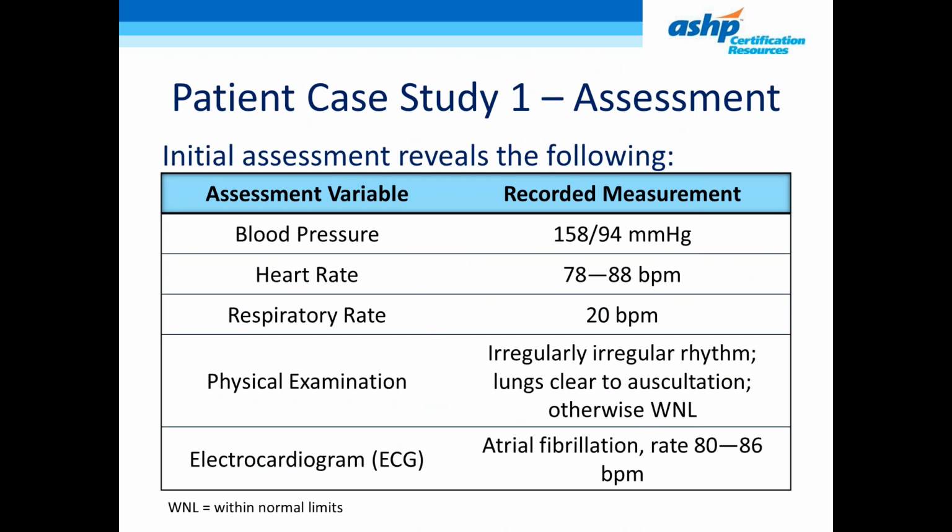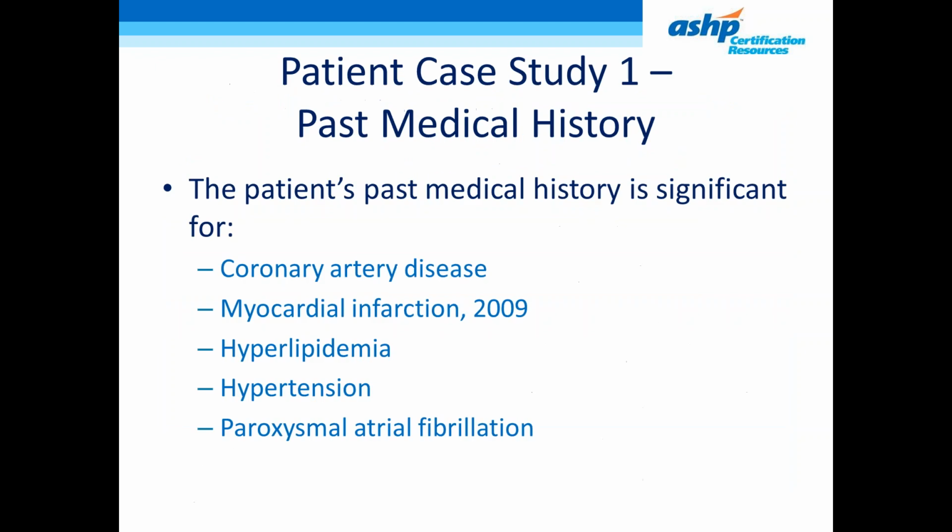The patient's blood pressure is 158/94 millimeters of mercury. The patient's heart rate is irregular at 78 to 88 beats per minute. The patient's respiratory rate is 20 beats per minute. The physical examination reveals an irregular rhythm consistent with atrial fibrillation. The patient's lungs are clear to auscultation, and otherwise the physical examination is within normal limits. And then finally, the ECG reveals atrial fibrillation with a rate between 80 and 86 beats per minute.